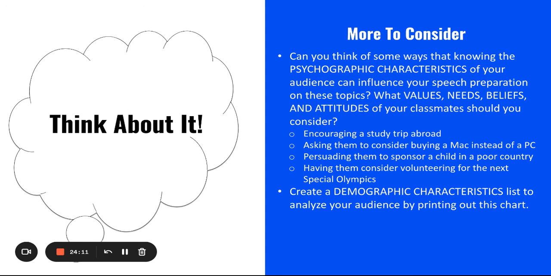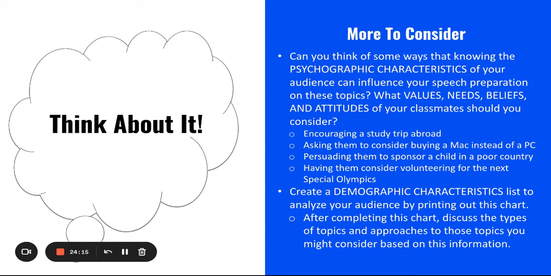Create a demographic characteristic list to analyze your audience by printing out a chart. And after completing the chart, discuss the types of topics and approaches to those topics you might consider based on the information. So if you look in your textbook, there are some options and some more information that tells you about different ways to analyze your audience. In your textbook on page 44, you'll see the chart that it's referring to.